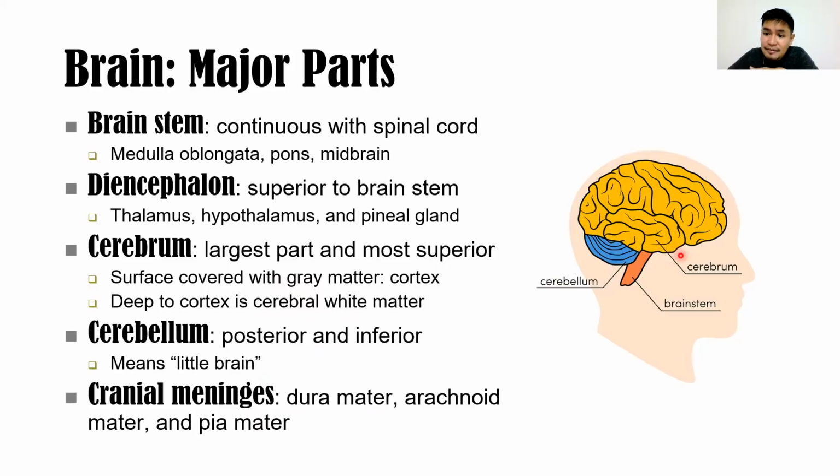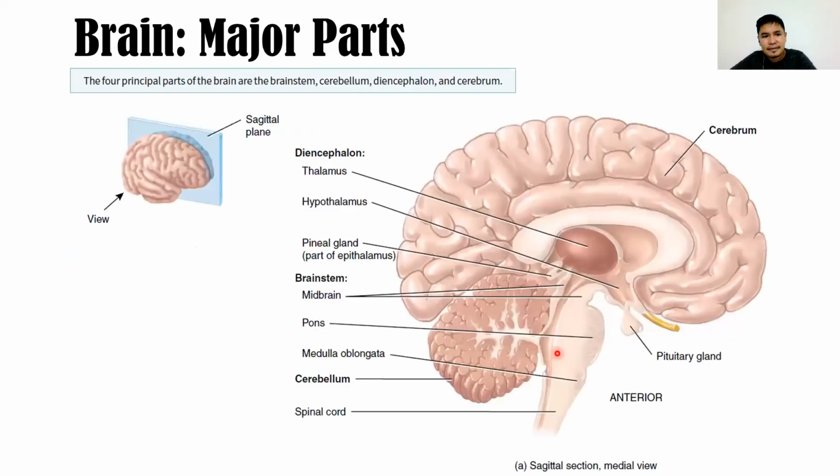The dura, arachnoid, and pia mater are your layers that cover and protect your brain. Okay? And for example, may dura mater tayo dito in covering the brain. It is continuous with the dura of the spinal cord. Arachnoid mater of the brain is continuous with the arachnoid mater of the spinal cord. Your pia mater of the brain is continuous with the pia mater covering the spinal cord. Okay. Ayun. So the four principal parts of the brain are the brainstem, cerebellum, the diencephalon, and the cerebrum.